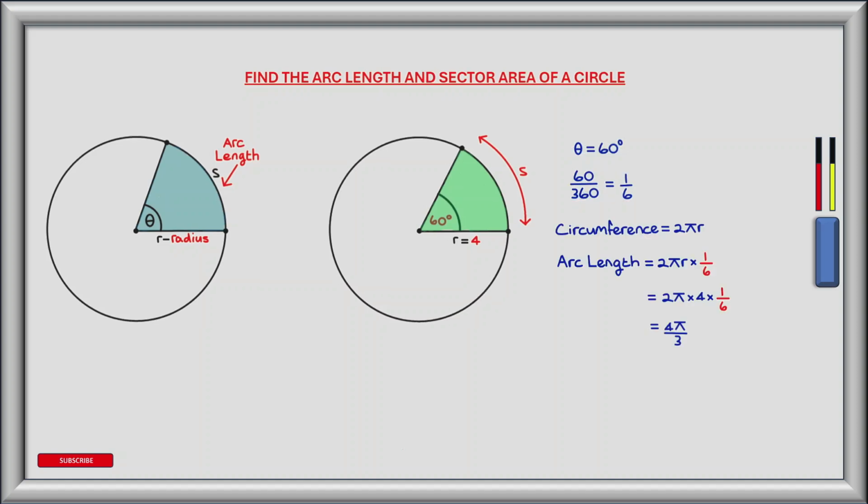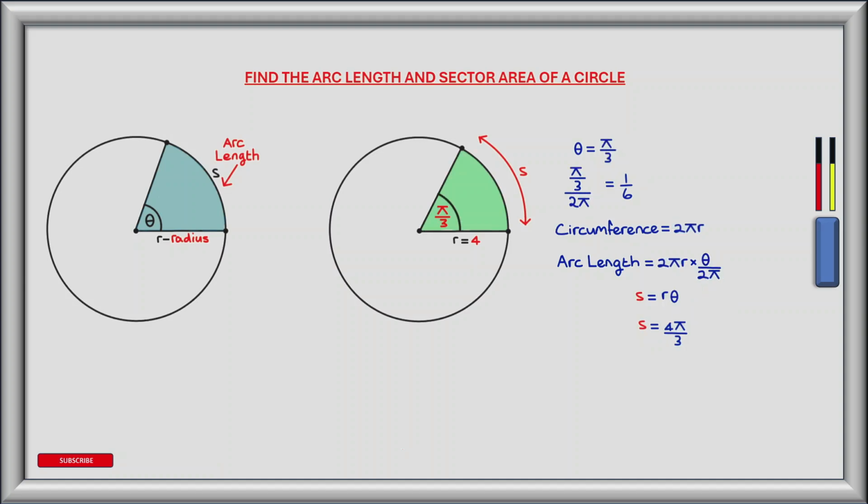The circumference of a circle is given by 2 pi r. So the arc length of a sector is given by the circumference, 2 pi r, multiplied by the fraction. So in our case, 1/6. So the radius in our case is 4. So we have 2 pi multiplied by 4 multiplied by 1/6. So the arc length of our sector is 4 pi divided by 3.